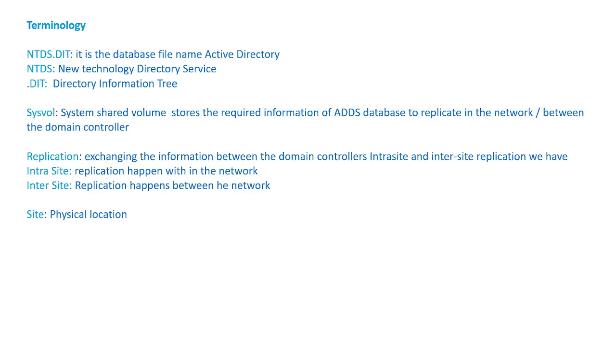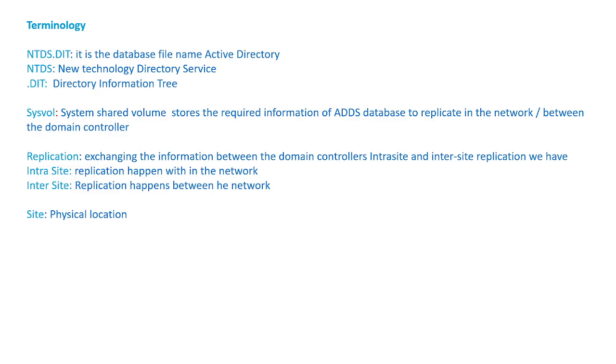Then the replication is there. Replication means, as I just told you, exchanging information between the domain controllers. There are two types of replication. One is intra-site, where the replication happens within the network. Say for example, in the same office in Bangalore you have two domain controllers. The replication between the domain controllers in the same location is called intra-site.